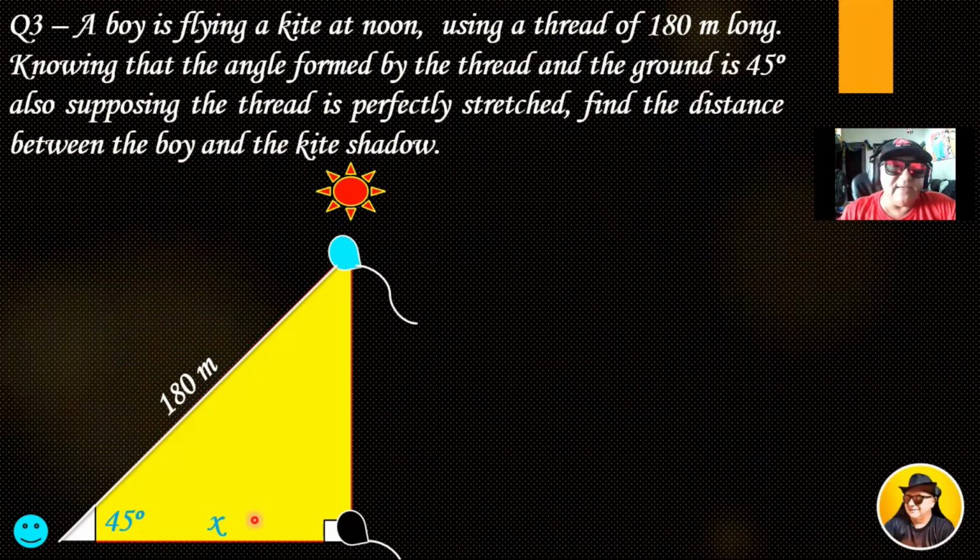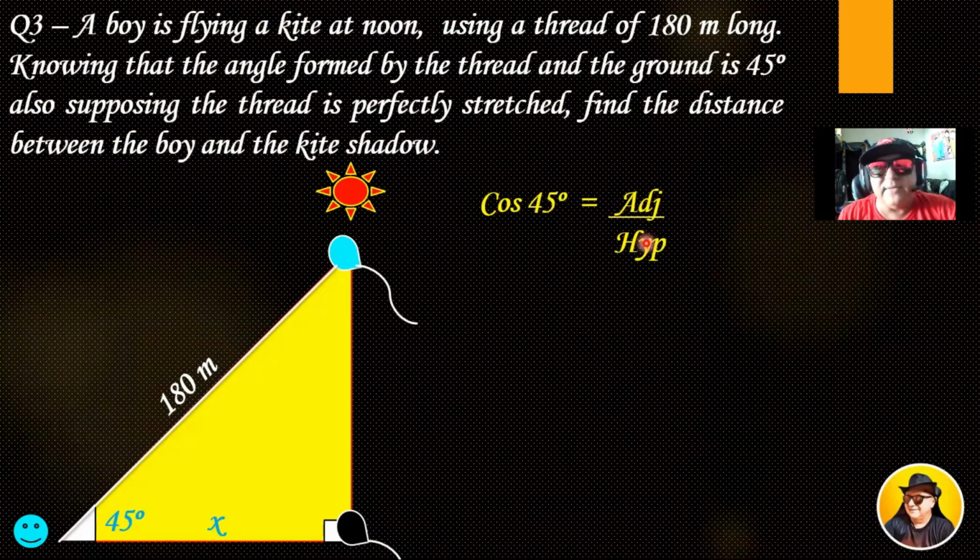So it is a sine, a cosine, or a tangent. What involves adjacent side and hypotenuse? Cosine, very good. So we have cosine of 45 degrees. It is adjacent side divided by the hypotenuse. Now let's replace the values. Cosine of 45 degrees is square root of 2 over 2. Adjacent side is x and the hypotenuse is 180.